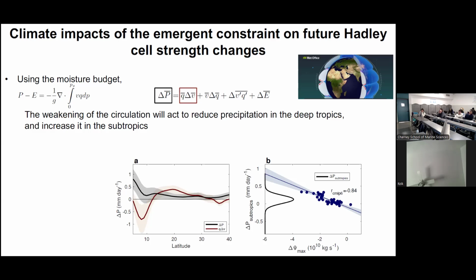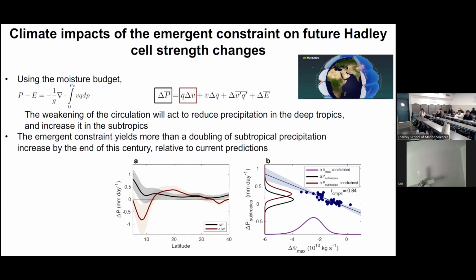And we're going to do a final emergent constraint. We're going to put on the x-axis our assessment of the stronger weakening of the flow that we found, right? The 80% larger weakening of the flow that we found. That will be the purple PDF. And together with that linear relationship, it gives us the red PDF, which tells us that we expect to see more than a doubling of subtropical precipitation increase relative to current predictions.